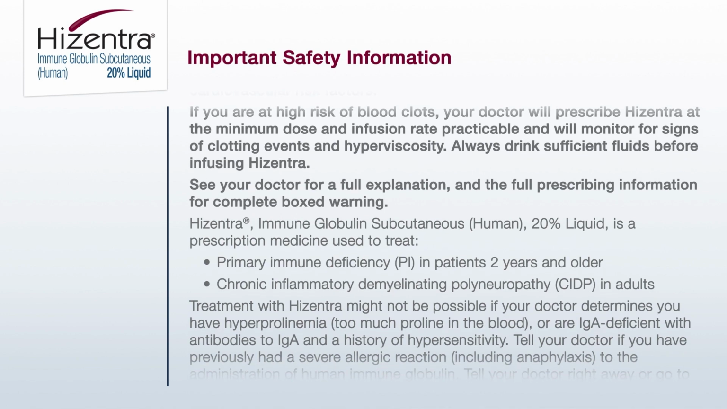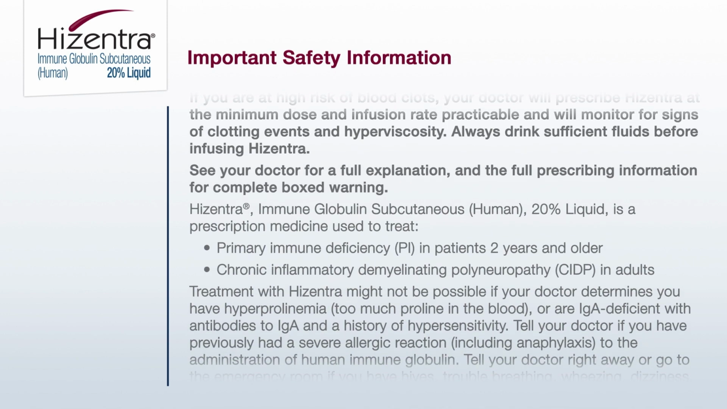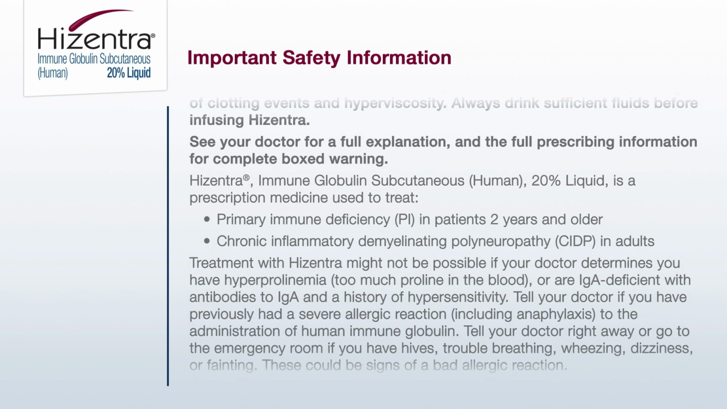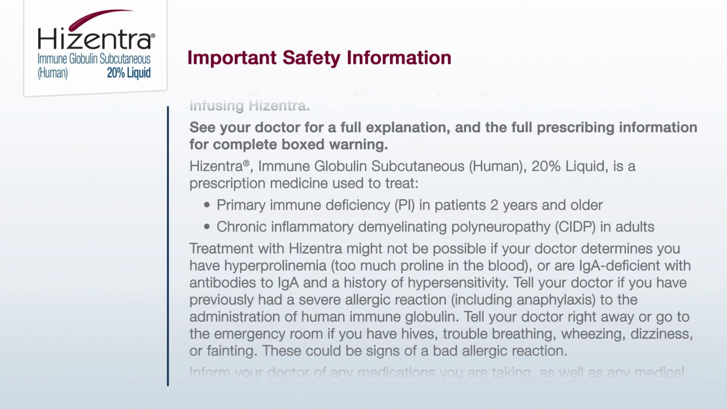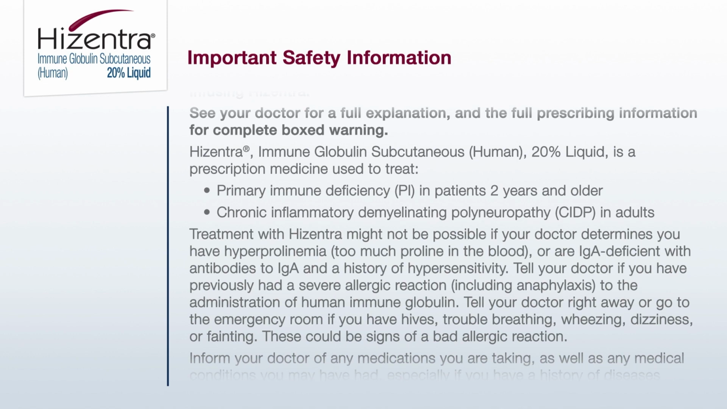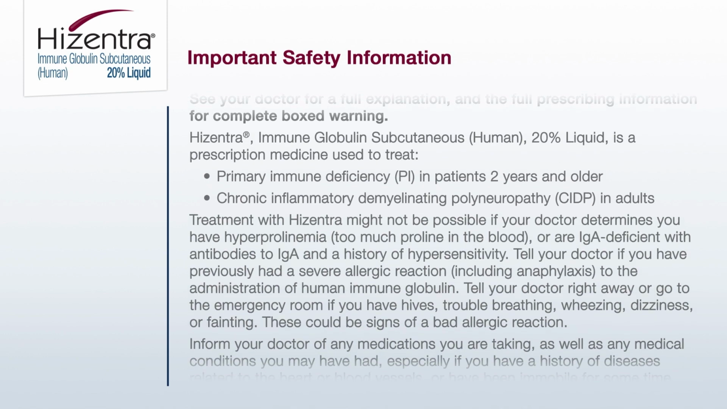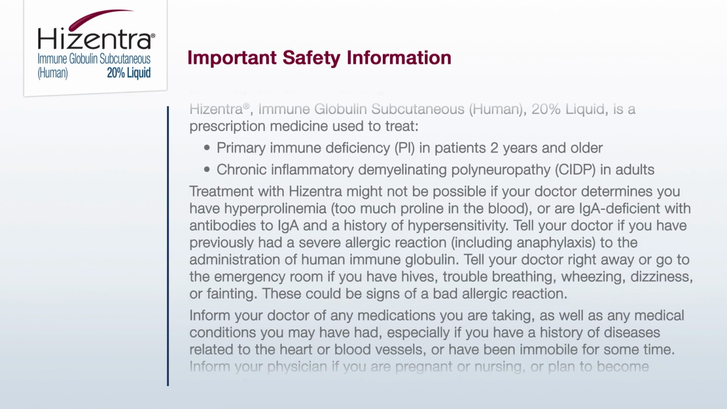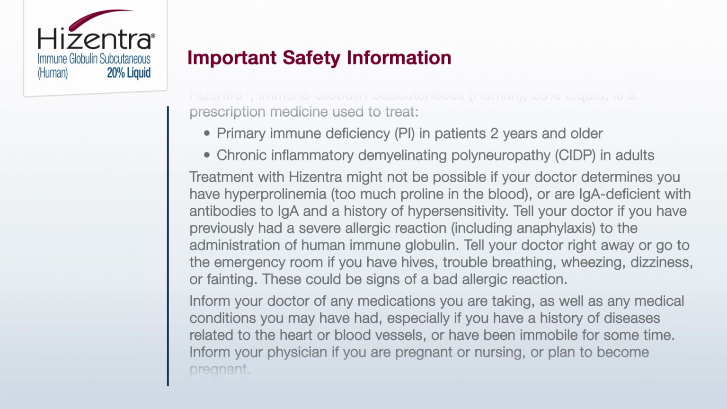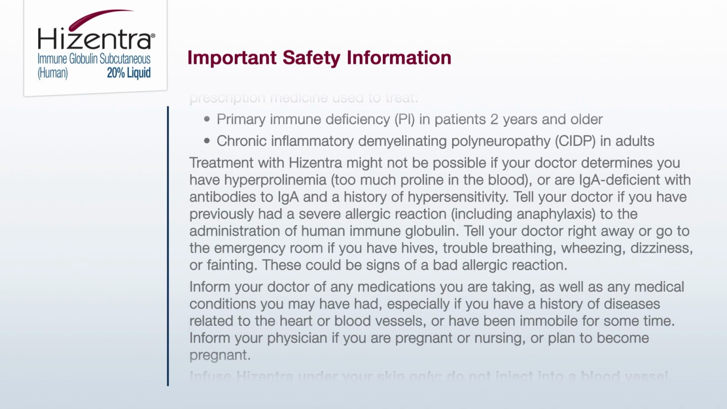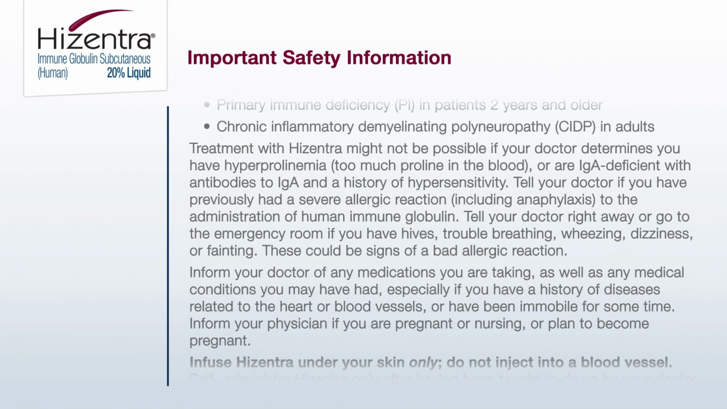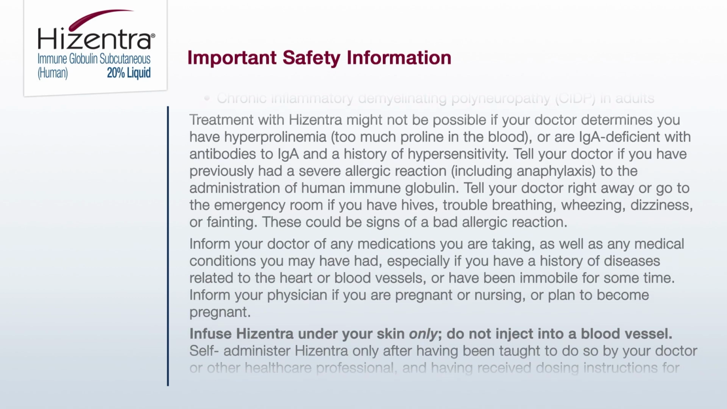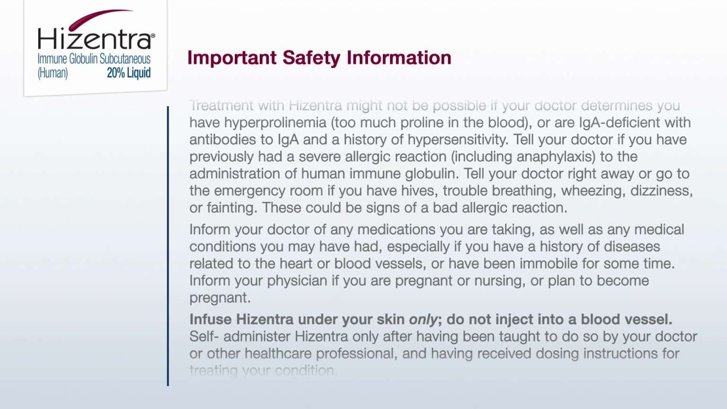Hizentra, immune globulin subcutaneous, human, 20% liquid, is a prescription medicine used to treat primary immune deficiency, PI, in patients 2 years and older, and chronic inflammatory demyelinating polyneuropathy, CIDP, in adults. Treatment with Hizentra might not be possible if your doctor determines you have hyperprolinemia, too much proline in the blood, or are IgA deficient with antibodies to IgA and a history of hypersensitivity. Tell your doctor if you have previously had a severe allergic reaction, including anaphylaxis, to the administration of human immune globulin. Tell your doctor right away, or go to the emergency room if you have hives, trouble breathing, wheezing, dizziness, or fainting. These could be signs of a bad allergic reaction.